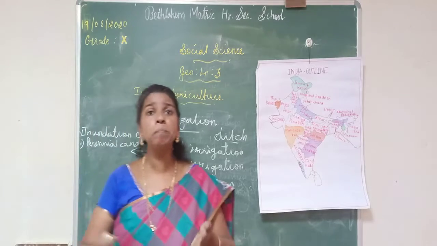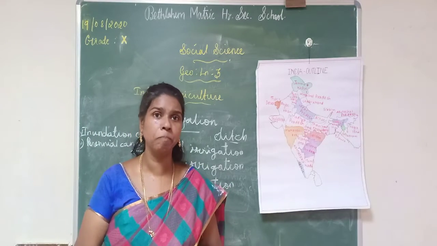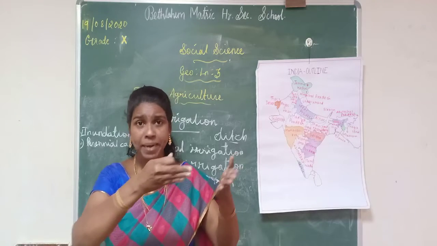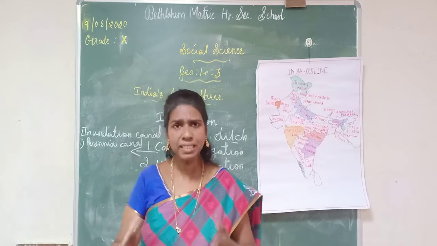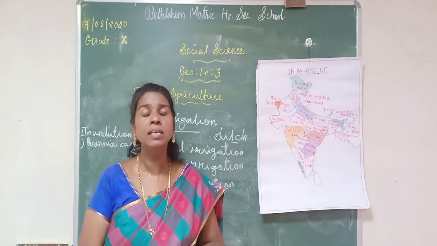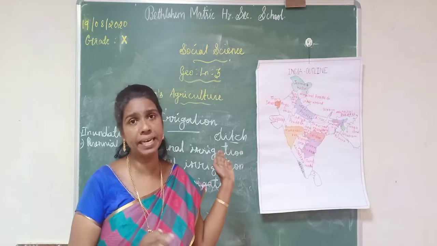A well is a deep, long hole excavated in the earth to bring water from underground. Well irrigation is one of the most important sources of irrigation in India. 62% of irrigated areas use well irrigation.